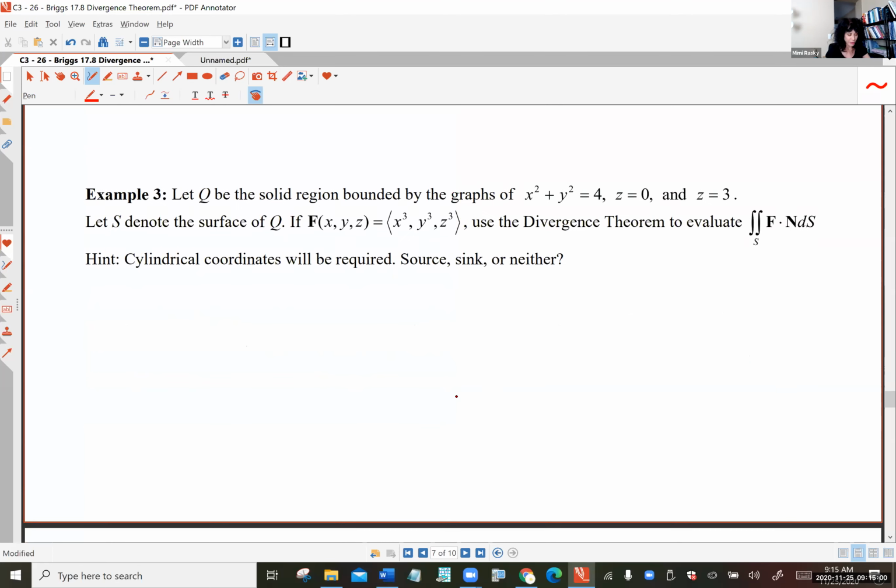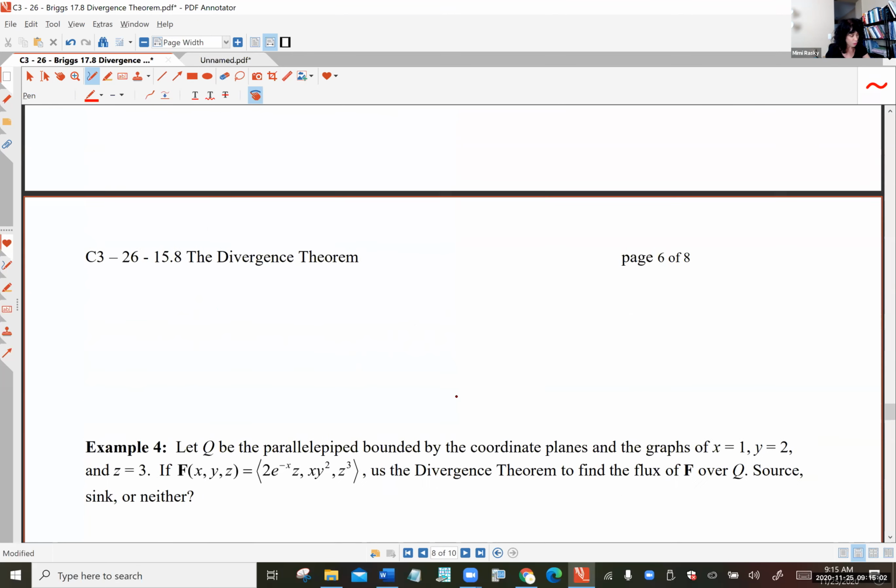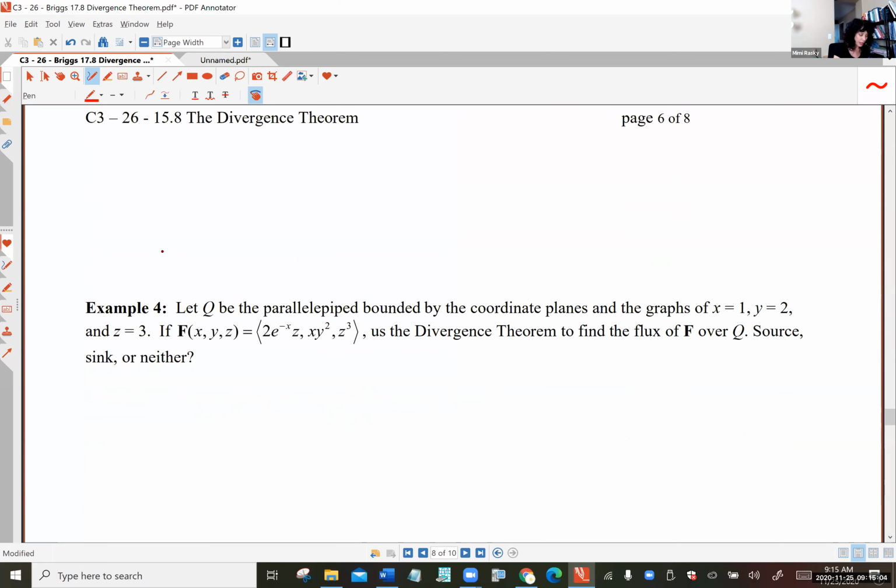Okay, example 3 is fine if you want to do that one. It's cylindrical coordinates. But here's what I want you and a buddy to do. Just give this a shot, and you don't have to do a verify. Just use the divergence theorem only, okay? That's it.